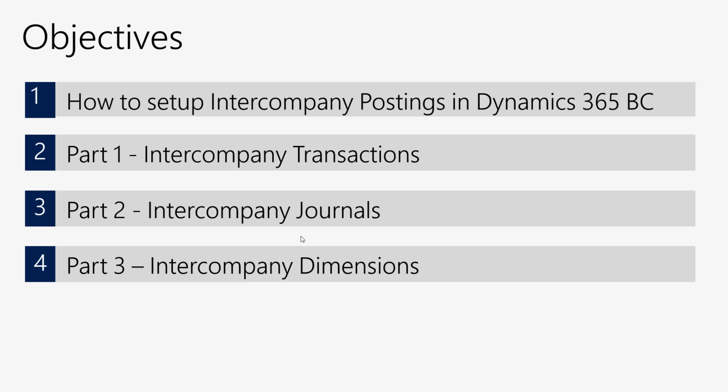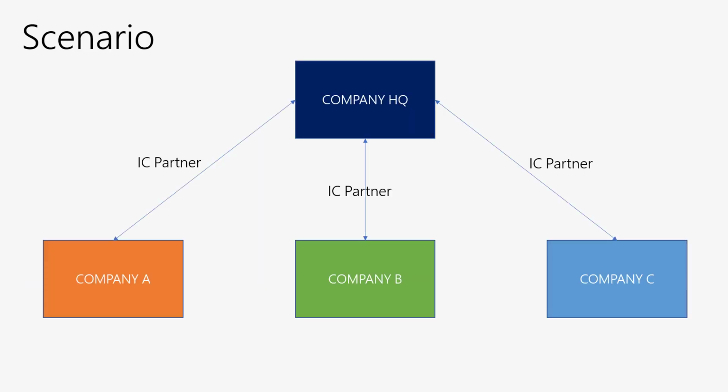This is the first video in a three-part series of how to set up intercompany postings in Dynamics 365. In part 1, we'll be looking at intercompany transactions between the HQ company and some subsidiary companies, that is company A, B, and C. In a typical setup in a group of companies, there is a holding company, also called the HQ company, which purchases various items in bulk and sells them to the subsidiary companies, which in turn sell to end users.